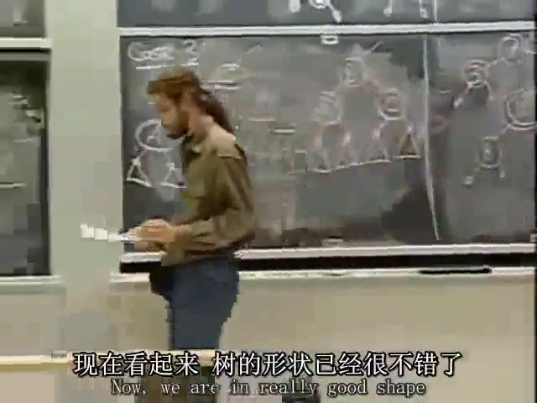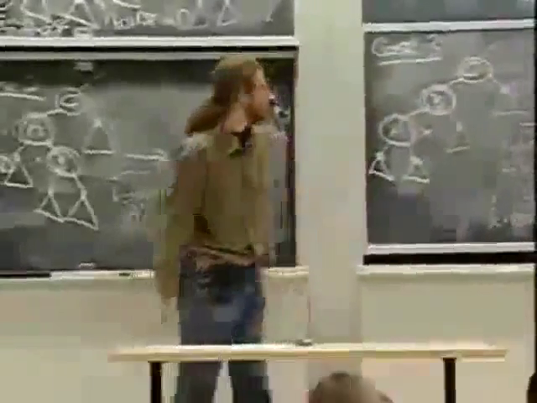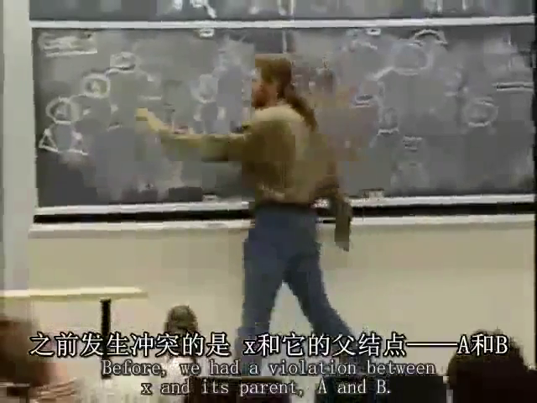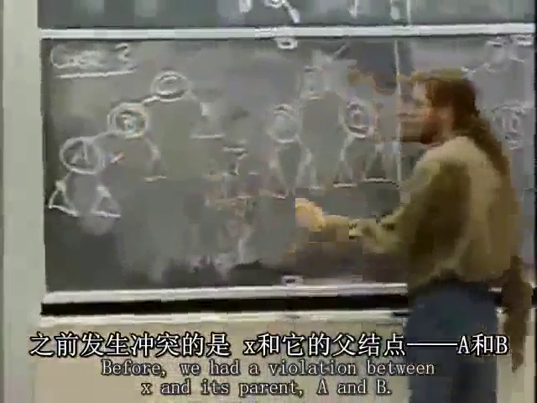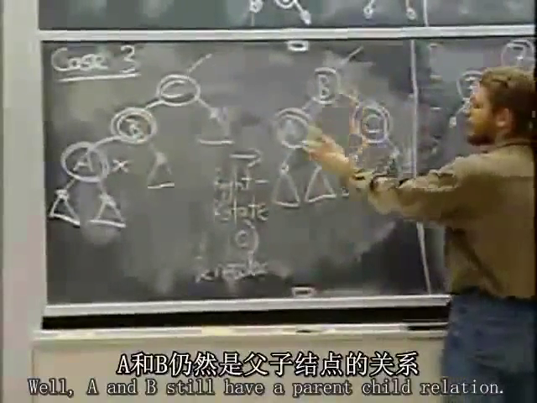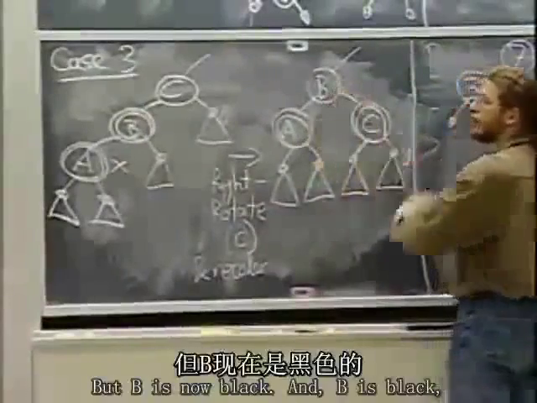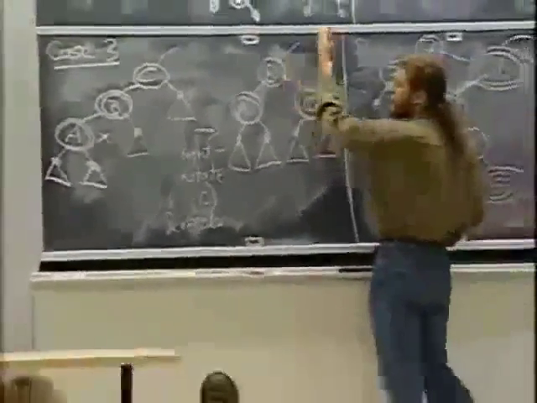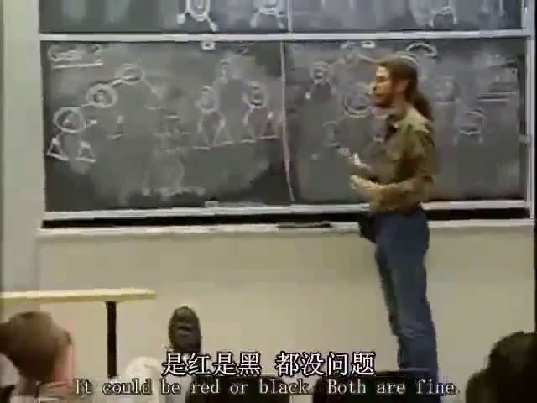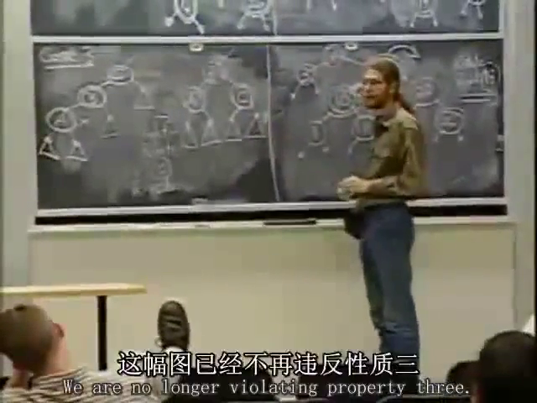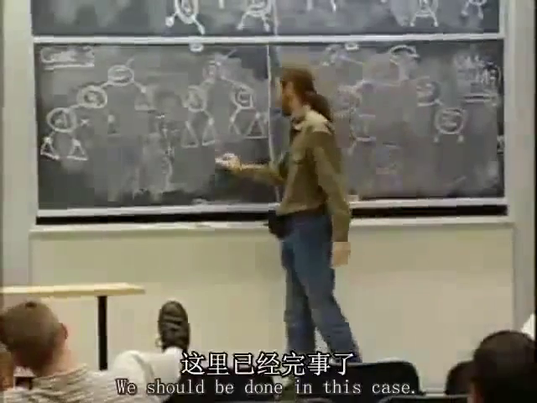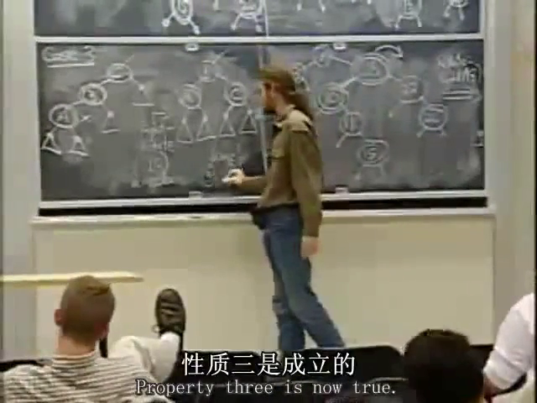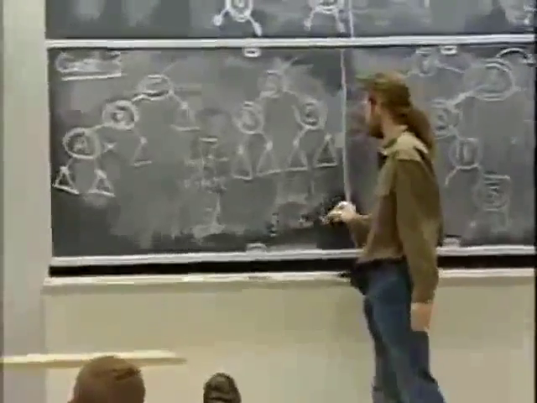Now, we're in really good shape because we should have no more violations. Before we had a violation between X and its parent, A and B. A and B still have a parent-child relation, but B is now black. And B is black, so we don't care what its parent looks like. It could be red or black, both are fine. We're no longer violating property 3. We should be done in this case. So property 3 is now true.